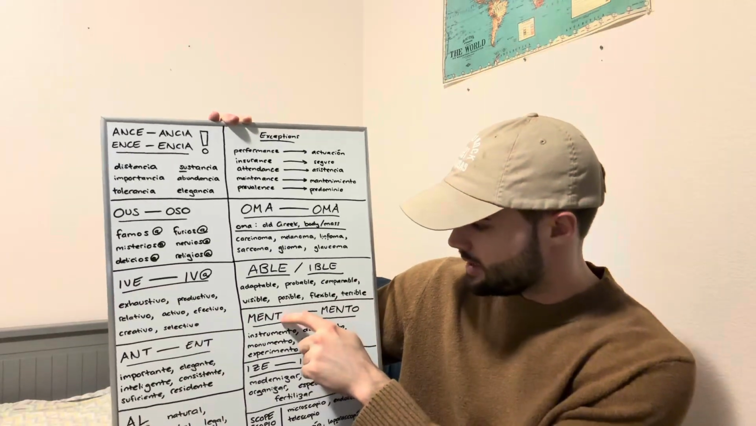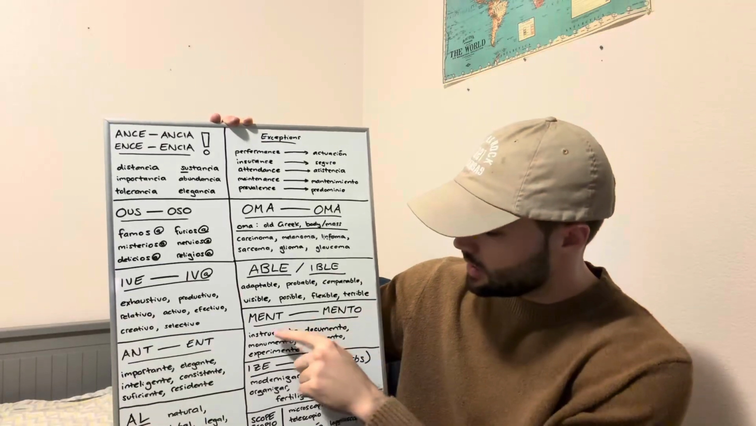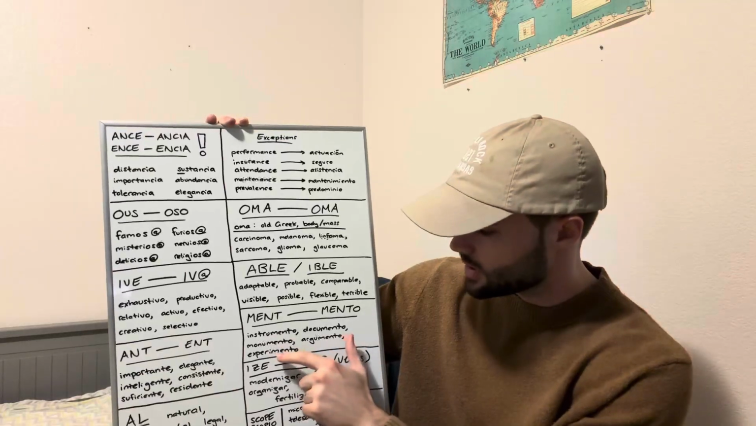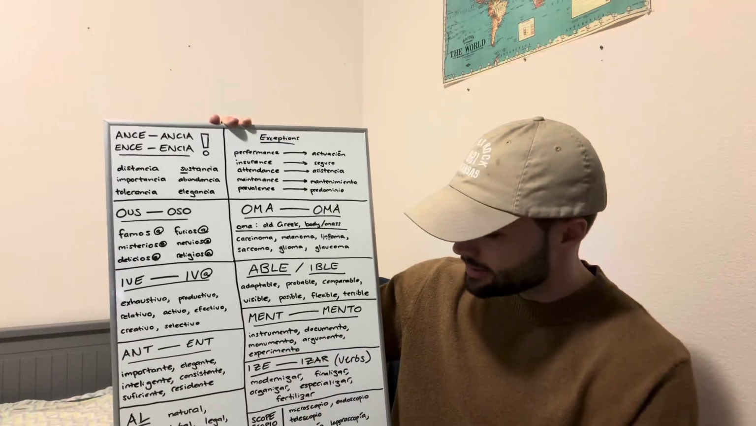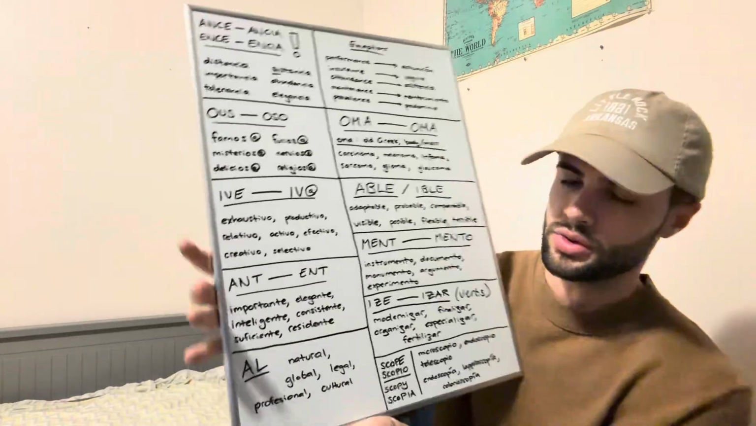Next one would be MENT becoming MENTO. Instrumento, documento, monumento, argumento, experimento. Pretty self-explanatory.